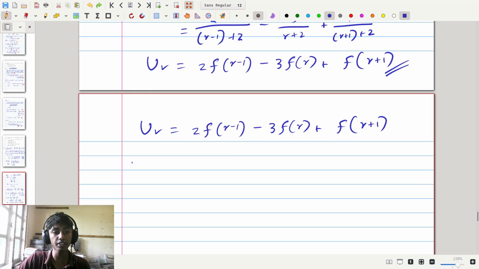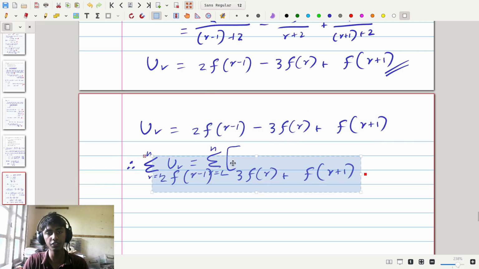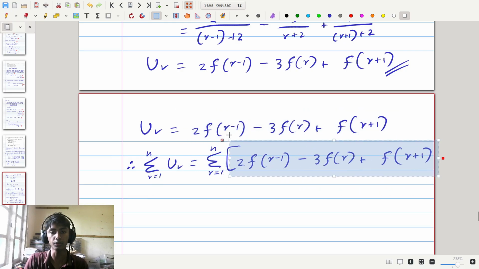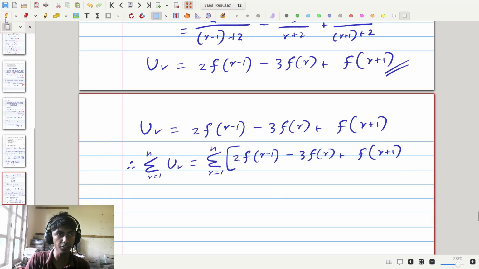And therefore I can say, therefore sigma r equals 1 up to n of u of r is equal to sigma r equals 1 up to n of all of these terms of the right hand side. So I can just copy this down and put it inside the sum, like so. Now with this, what we can do is take each of these term-wise, and we will see this sum will turn into a telescoping sum. Some of the intermediate values will get cancelled out.